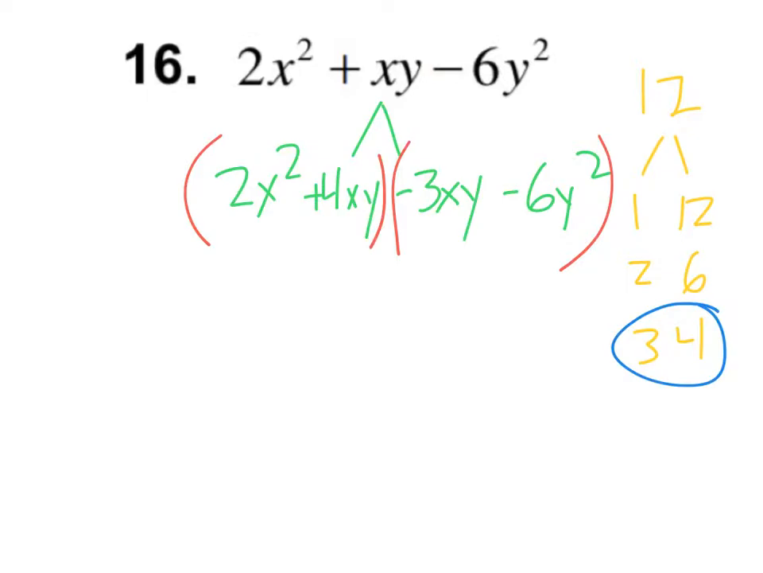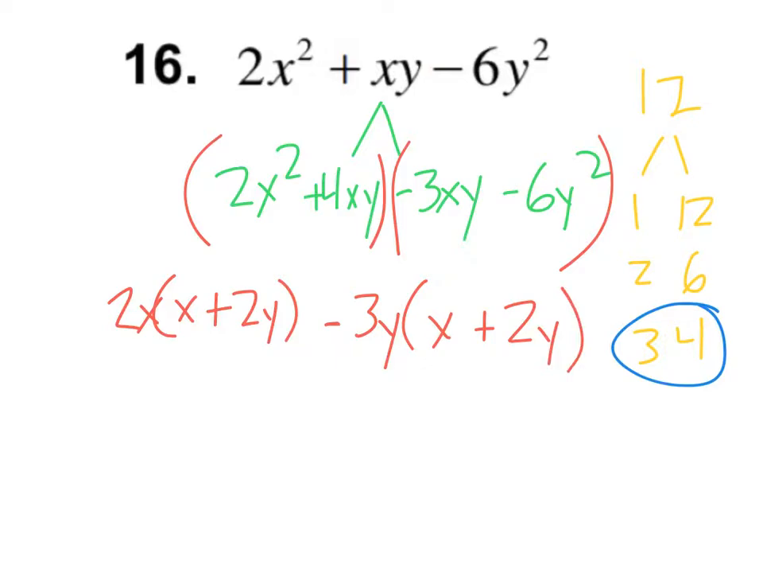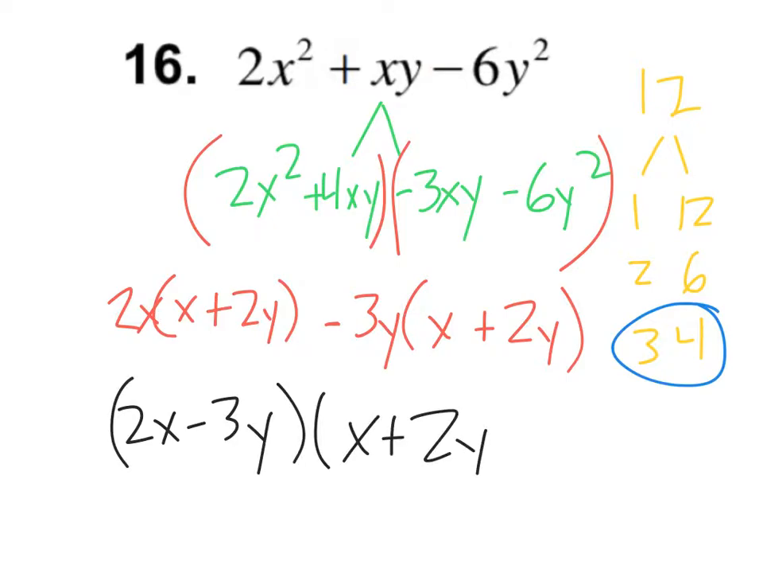First 2, the GCF of 2x, that leaves me with x plus 2y. GCF of the last 2 is negative 3y. I'm left with x plus 2y. Now my parentheses match, which means the grouping worked. That leaves me with 2x minus 3y times x plus 2y.